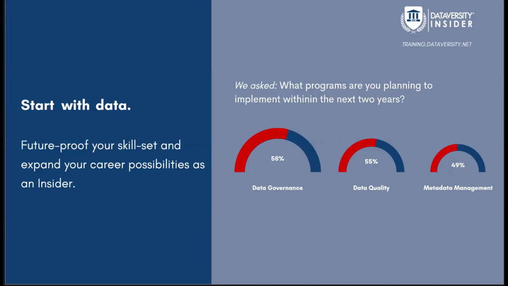This is important to note because, as you can see here, in the next 2 years, 58% of those surveyed are planning on implementing a data governance program, 55% are implementing a data quality program, and 49% are implementing metadata management programs. So the numbers are pretty staggering, and yet many data management professionals and organizations are still struggling to find the right training to be able to meet the call to action.